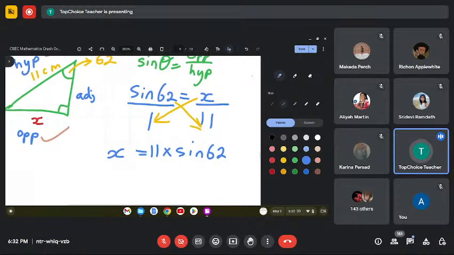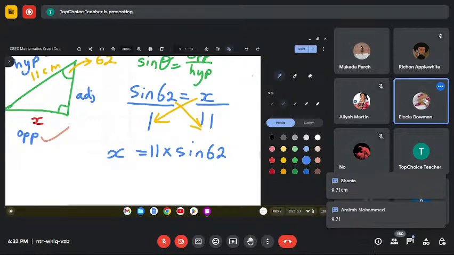So by cross multiplying, I generated this simple equation. X will be equal to 11 multiplied by sine 62. Notice my x is the missing side I want to find. So if I put in 11 times sine 62 in my calculator, I'm going to get my missing side. What is this working out to be? Anyone plug the thing?